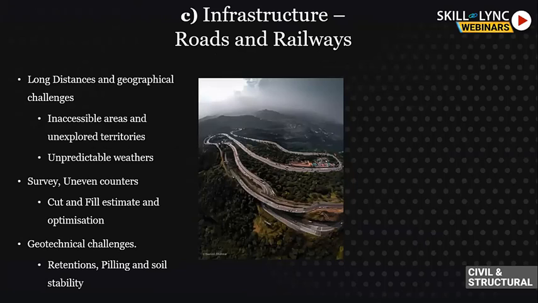The infrastructure also includes roads and rails. The photo itself explains the challenges of roads and railways. Basically, these are governed by long distances. Any road or railway typically has to cover long distances, and the challenges associated with long distances are part of the challenges for the design of roads and railways. Most of the challenges are not really with respect to the structure, but the geographical challenges are quite significant, like inaccessible areas, unexplored territories, and unfavourable weather also. There would be surveys, uneven contours, cut and fill estimation and optimization, and geotechnical challenges again.